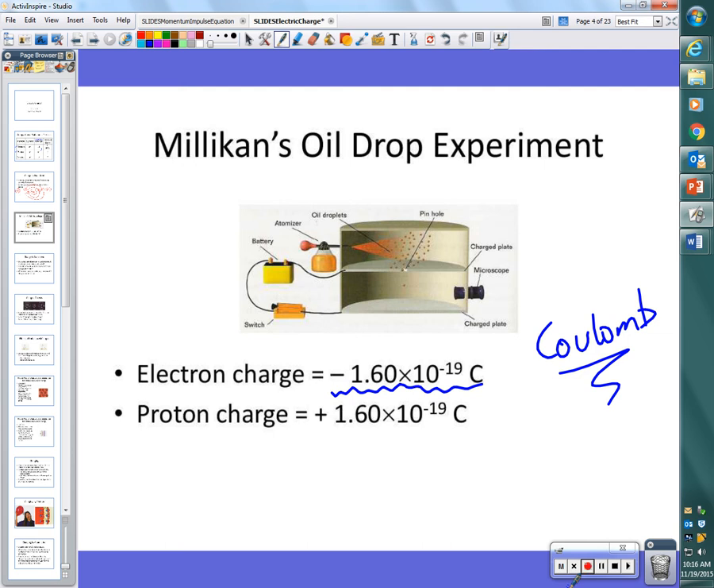Meaning, if we want to have 1 coulomb of charge, how many electrons are we going to need? Lots or little? Lots, right? One electron carries 10 to the -19th coulombs. Meaning, if we just want 1 coulomb worth of charge, we're going to need a lot of them, right? Does that make sense? Okay.